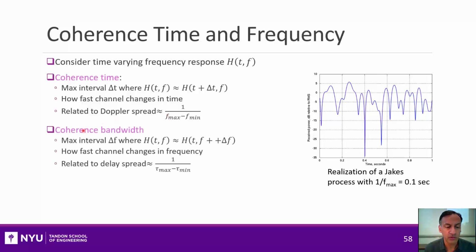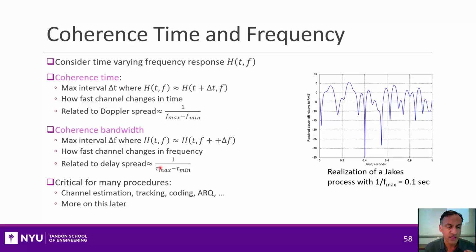Similarly, we can also think about the coherence bandwidth, which is the maximum change in frequency over which the channel would be constant. And this turns out to be related to the inverse of the delay spread, meaning the maximum difference between the time delay of the latest path and the earliest path. All right, and what we'll see is that both the coherence time and coherence frequency will have a lot of implications for many other procedures. You could imagine for tracking the channel in time or frequency, for the way we code, and when we do automatic repeat request, and we'll talk a lot about this throughout this class.